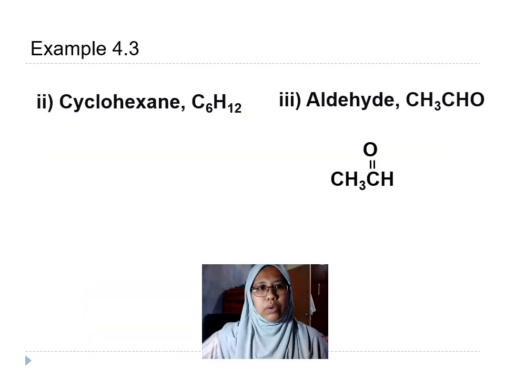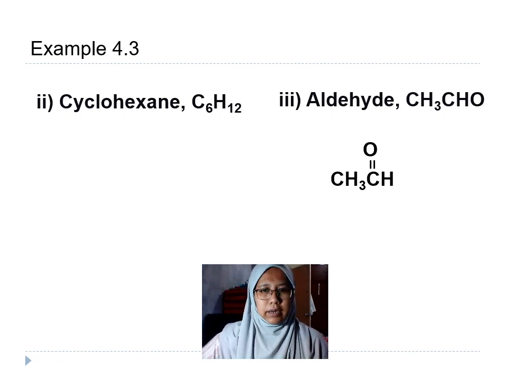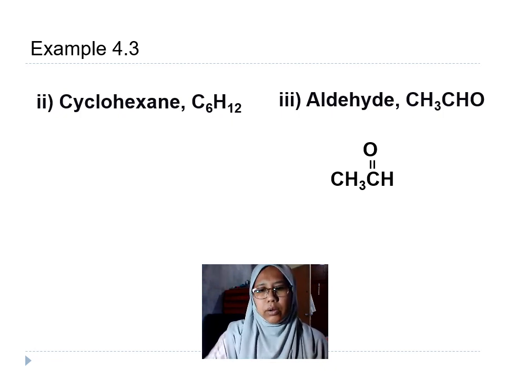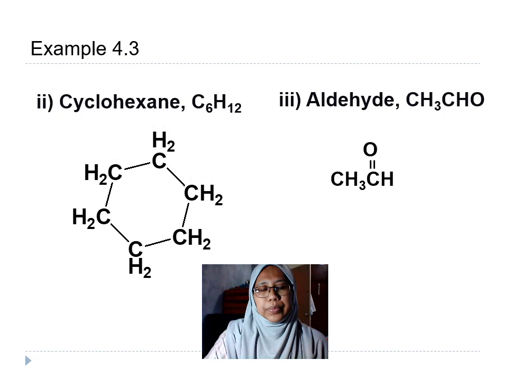Here is more of example 4.3. If it's not there, just add it in your course book. Cyclohexane, how do we draw C6H12 condensedly? We need to draw the single bonds still, because otherwise we don't know whether it is a cyclic compound or not. And then for aldehyde, we need to draw the double bonds in the carbonyl compound.